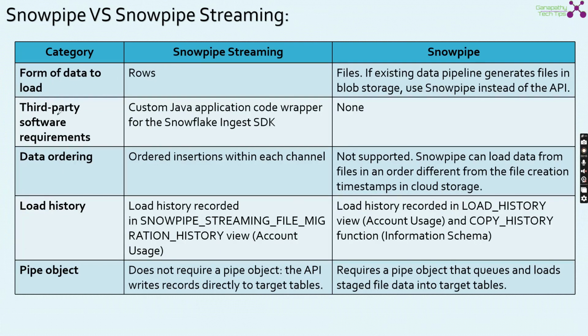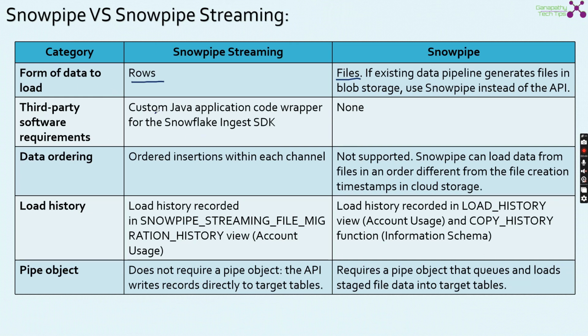First, from the category side, the form of the data to be loaded in Snowpipe streaming, which we already saw, will be in the form of Kafka rows or rows. But for Snowpipe, it will be in the form of files. So if the existing data pipeline generates files in blob storage, use Snowpipe instead of the API. As simple as it is, but predominantly it will be processed in the form of files. That is very evident in the previous diagram which we saw.